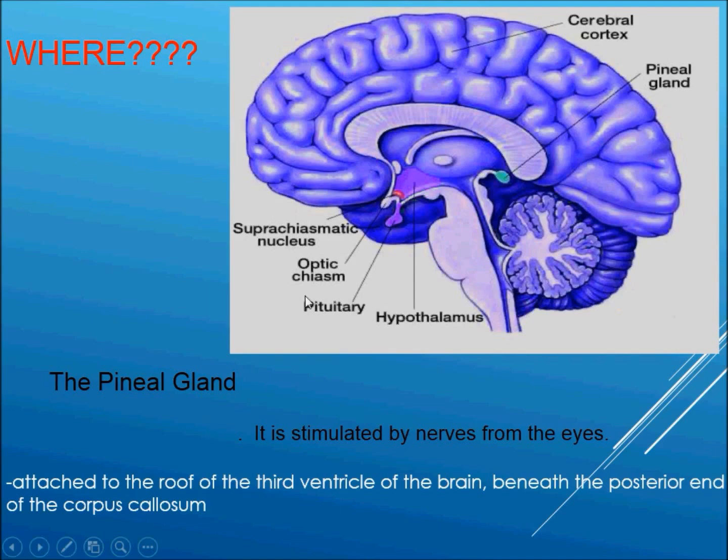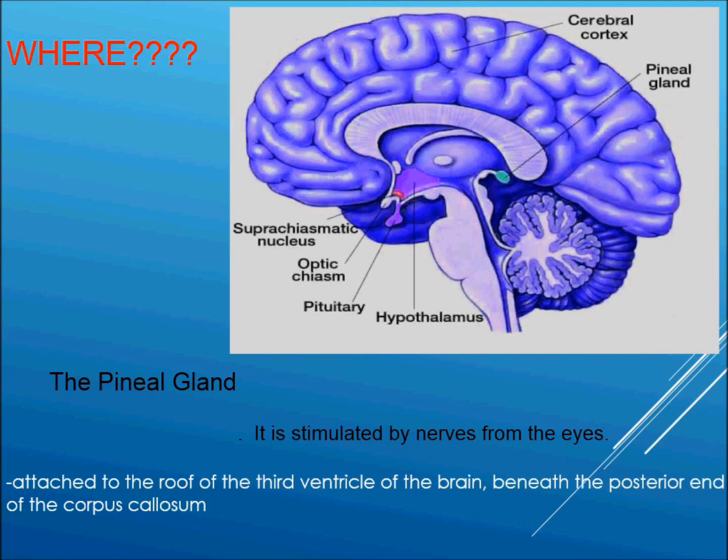So the pineal gland is stimulated by nerves from the eyes. It is attached to the roof of the third ventricle of the brain beneath the posterior end of the corpus callosum. See, this is the corpus callosum, and this is the posterior end of the corpus callosum, and it is present just beneath it, and this is your pineal gland.